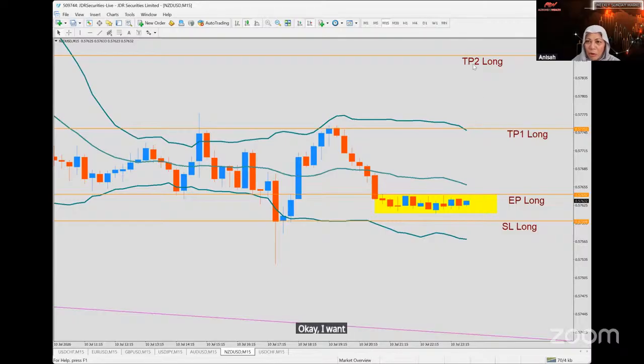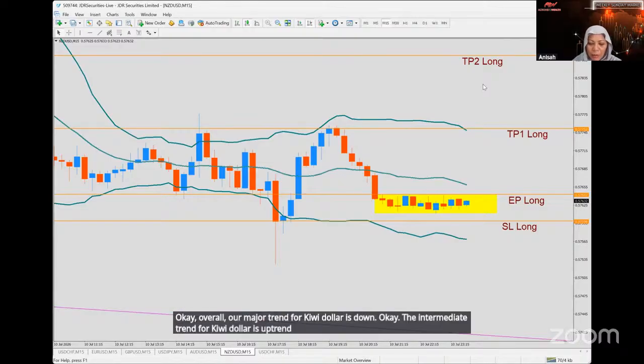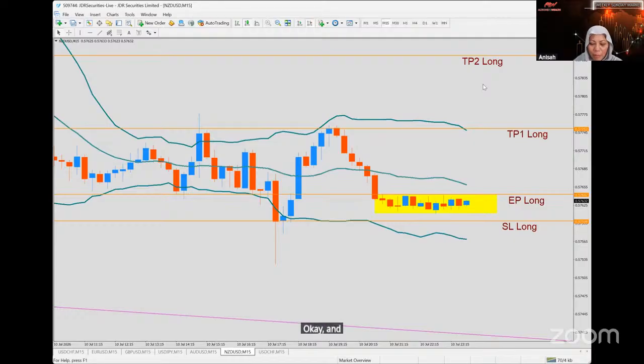I want you to ignore all these notes first, and just listen to what I'm going to say here. Overall, our major trend for Kiwi dollar is down. The intermediate trend for Kiwi dollar is uptrend. And the short-term time frame price is downtrend, because it is in the bearish area of the band. So long-term downtrend, obviously it is heavily bearish. Sellers dominate the big picture.